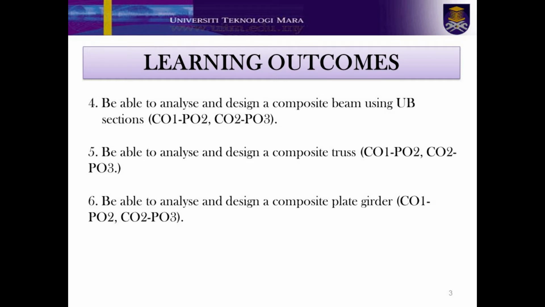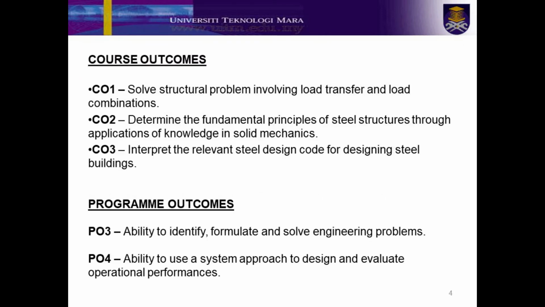4. Be able to analyze and design a composite beam using universal beam sections, CO1-PO2, CO2-PO3. 5. Be able to analyze and design a composite truss, CO1-PO2, CO2-PO3. 6. Be able to analyze and design a composite plate girder, CO1-PO2, CO2-PO3. Here are the course outcomes and program outcomes.